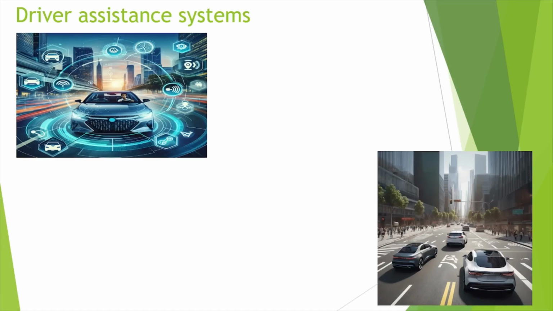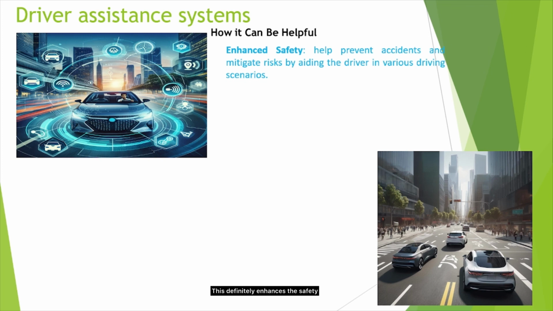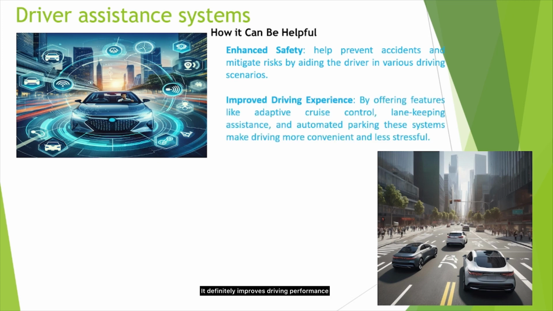So let's get started. Driver assistance systems. What is important, how it can be helpful. This definitely enhances the safety. It helps prevent accidents or mitigate the risks for the driver by giving different warnings or signals in different driving scenarios. It definitely improves driving performance by offering different features like adaptive cruise control, lane keep assist, lane change assist, automated parking, and so on.